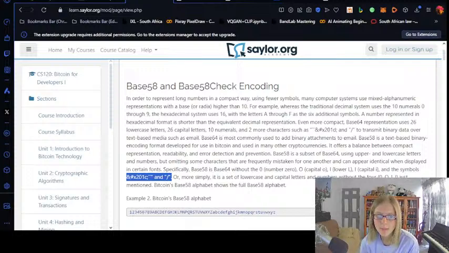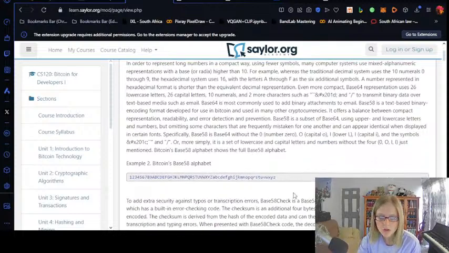More simply, base 58 is a set of lowercase and capital letters and numbers without 0, capital O, and a lowercase l or an uppercase I, just mentioned. Bitcoin's base 58 alphabet shows the full base 58 alphabet. And then we've got it here.